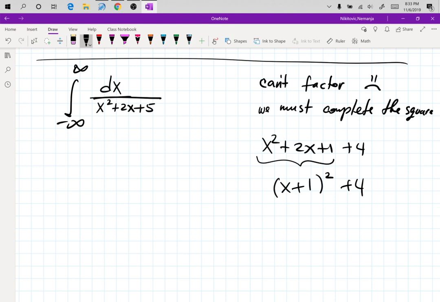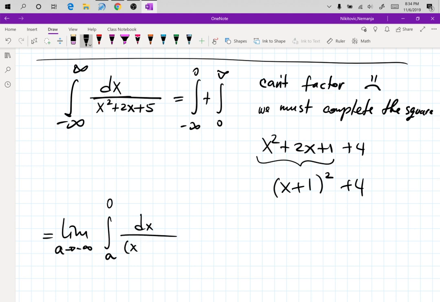So what we're going to have here is negative infinity, let's say, to 0, plus 0 to positive infinity. We need to break it somewhere. So what are my integrals? We have the limit as a goes to negative infinity of the integral from a to 0 of dx divided by (x plus 1) squared plus 4, plus the limit as b goes to infinity of the integral from 0 to b of the same dx over (x plus 1) squared plus 4.